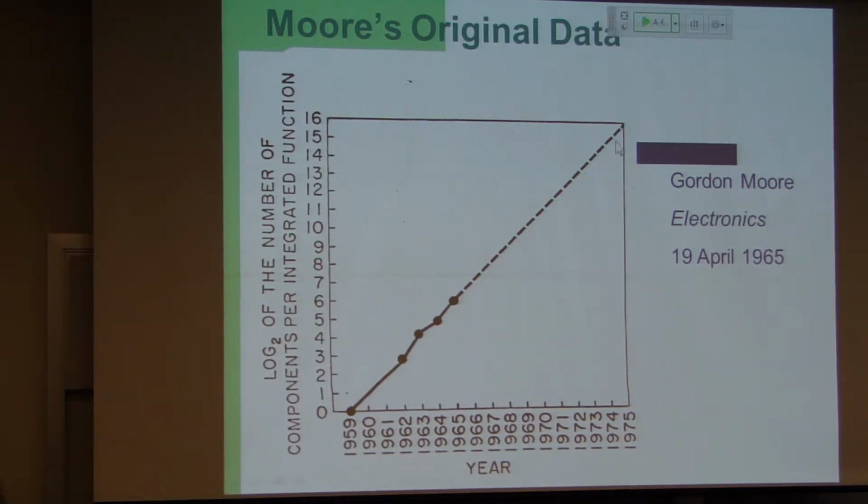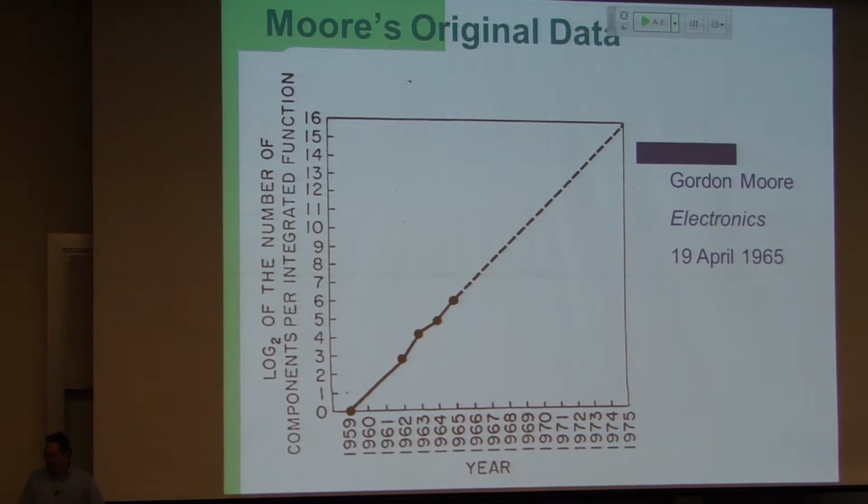The dashed line is my guess, or his guess. Now, this is a straight line because the x-axis is the normal x-axis. Each centimeter is a year, or whatever it is. But this is the logarithm of the number of components. So remember, if you double a number, the log goes up by 1. If we go from 100 to 200, the log goes up by the same amount as from 200 to 400.